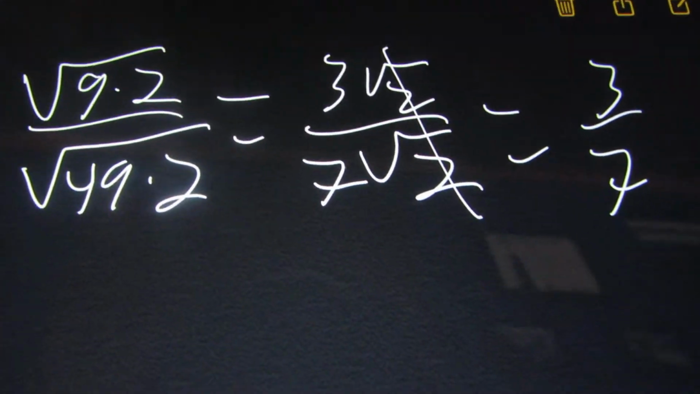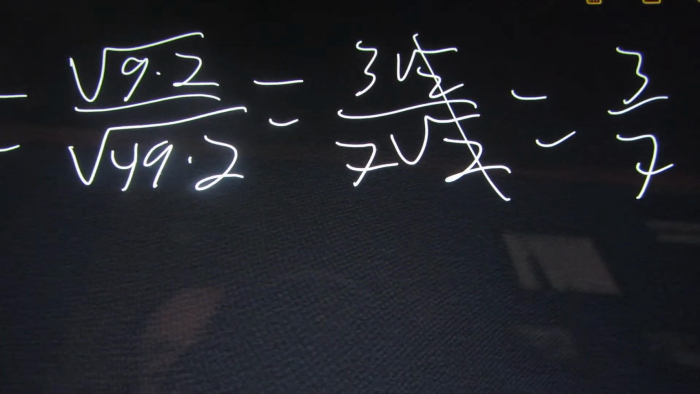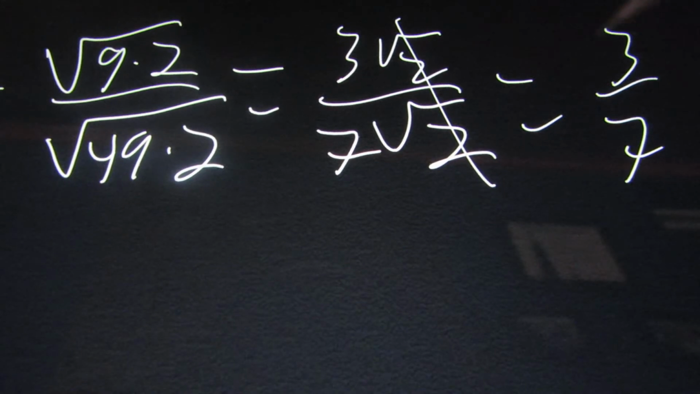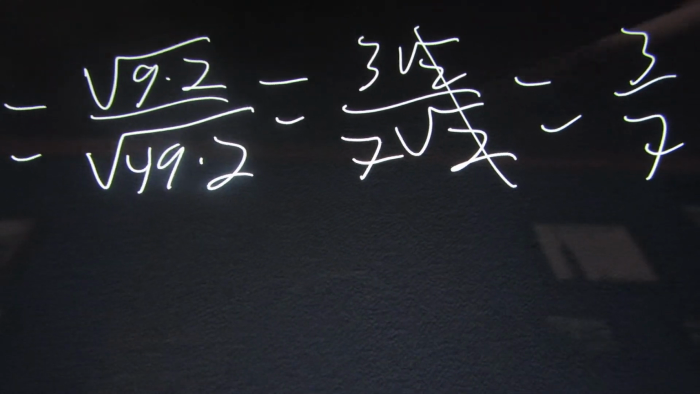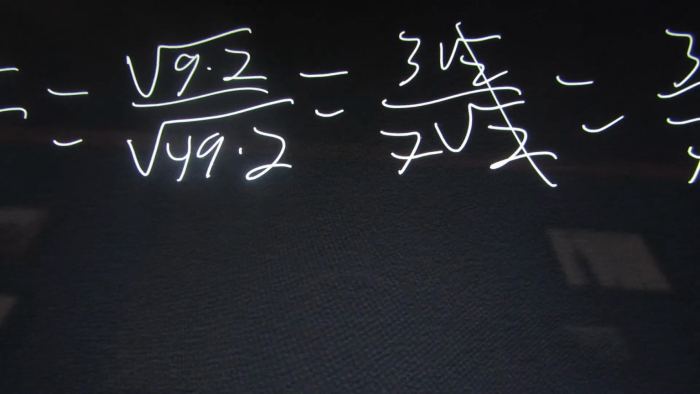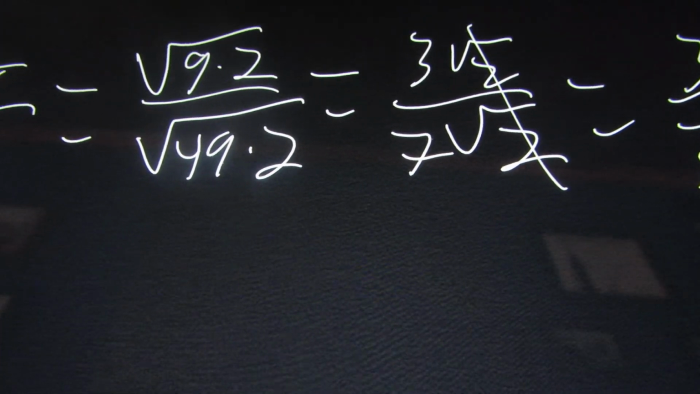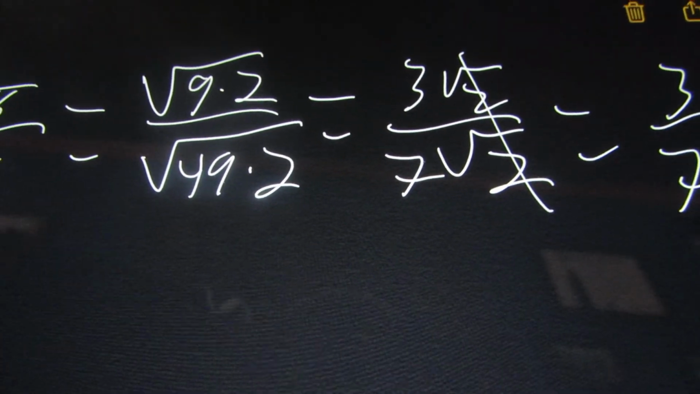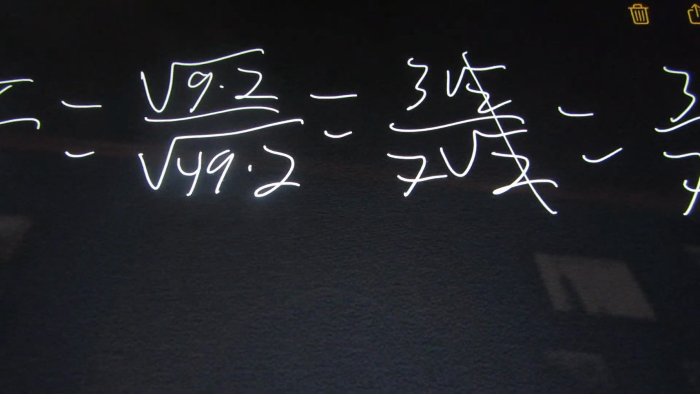And that is pretty much it for 9.2. On all of these, you're going to be able to have no square root sign in the denominator. You'll always be able to take the square root of what's there. In the next sections, we'll see what happens when we can't do that.